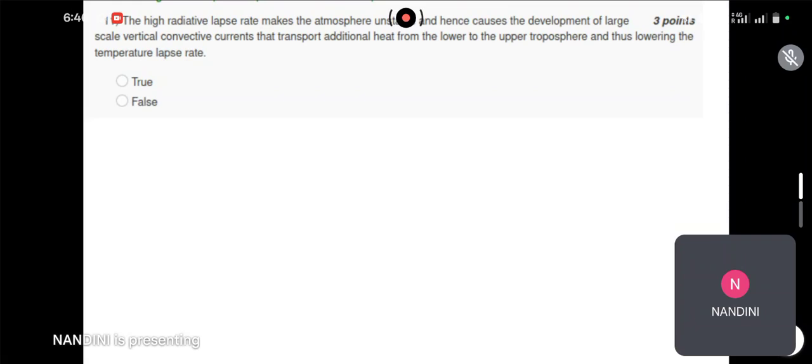The high radiative lapse rate makes the atmosphere unstable and causes the development of large-scale convective currents that transport additional heat from the lower to the upper troposphere and thus lowering the temperature level. Yeah, this is correct. Because of the large radiative lapse rate that we saw, the radiative equilibrium is actually leading to a large value of lapse rate. So it promotes the vertical convective currents. As the warmer air from the surface rises and reaches a particular height, heat transfer is happening along the atmosphere, which modulates the actual lapse rate. So vertical convective currents are transporting additional heat from the lower to the upper atmosphere.